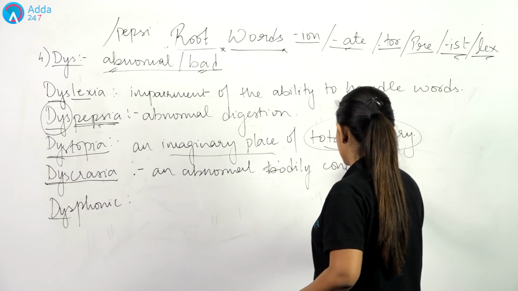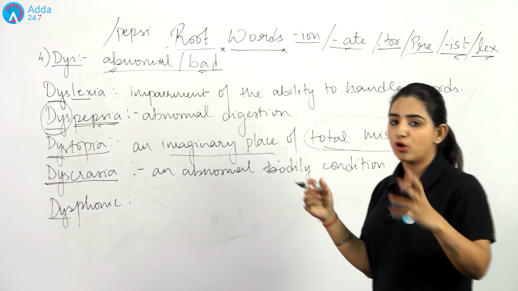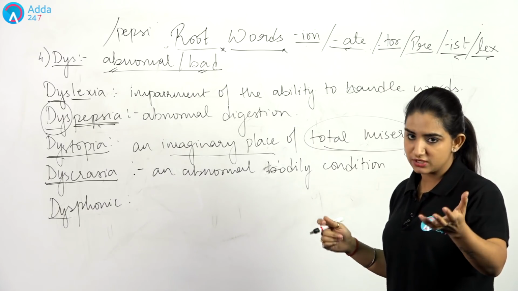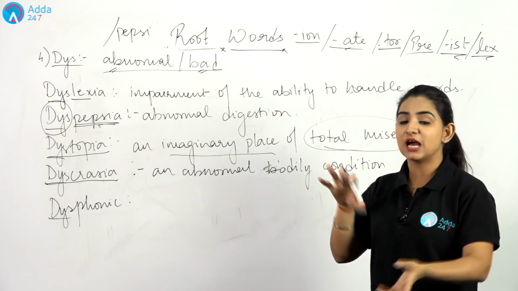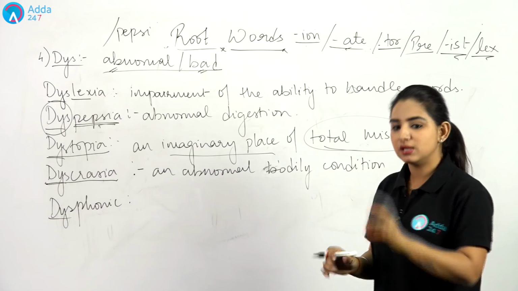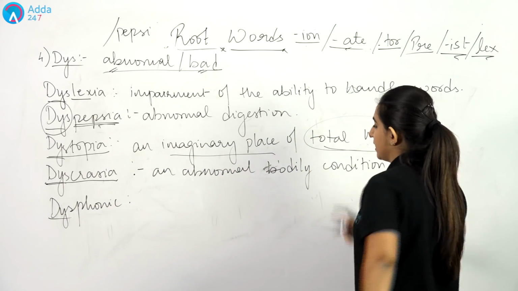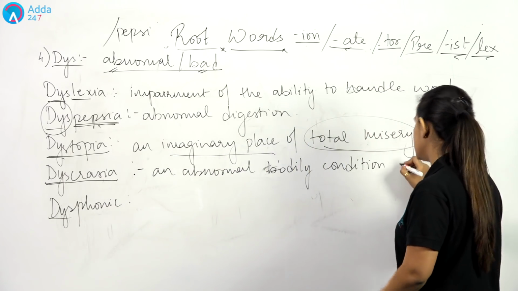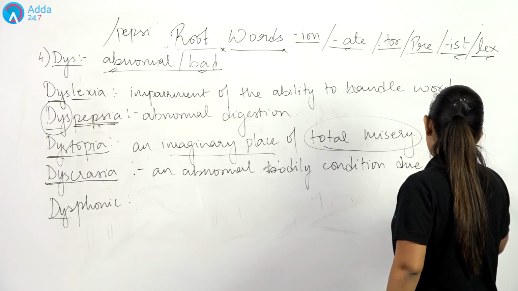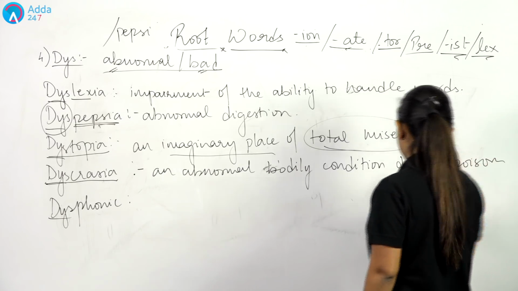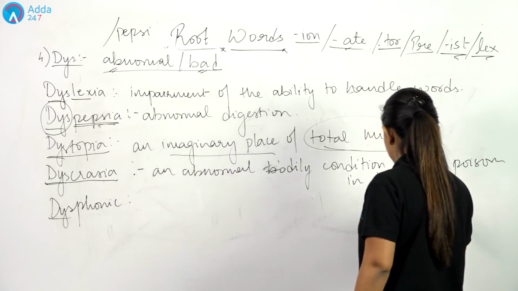And why does it happen? It happens because we have poison in our blood. If we have poison in our blood, our body starts to become abnormal. That is what we mean by dyscrasia: an abnormal bodily condition due to poison in blood, right?